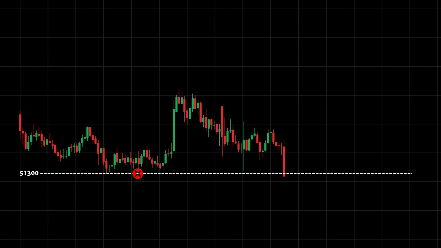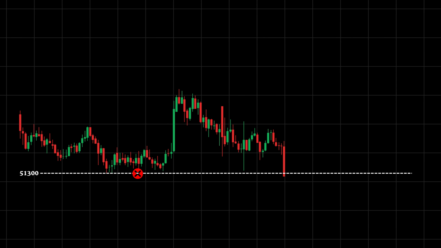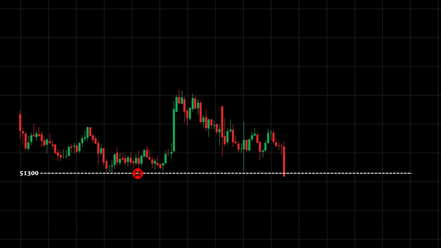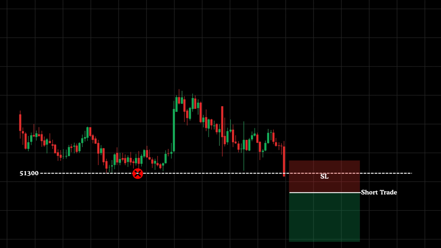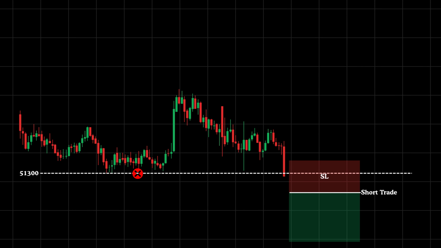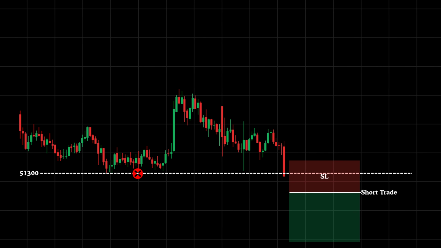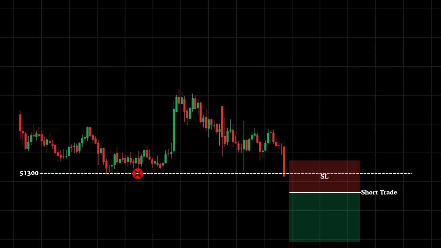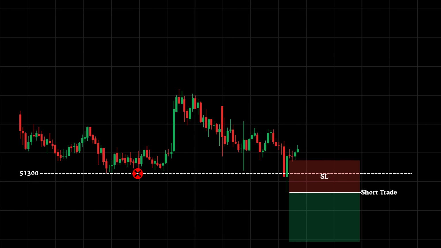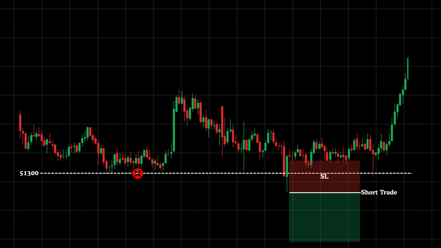Now, seeing such a strong red candle breach a key support area, many retail participants fear missing out and rush into short positions. They place their stop losses just above the breakout zone, which creates a pool of liquidity in that region. As a result, the market sharply reverses from that area and starts moving upward.